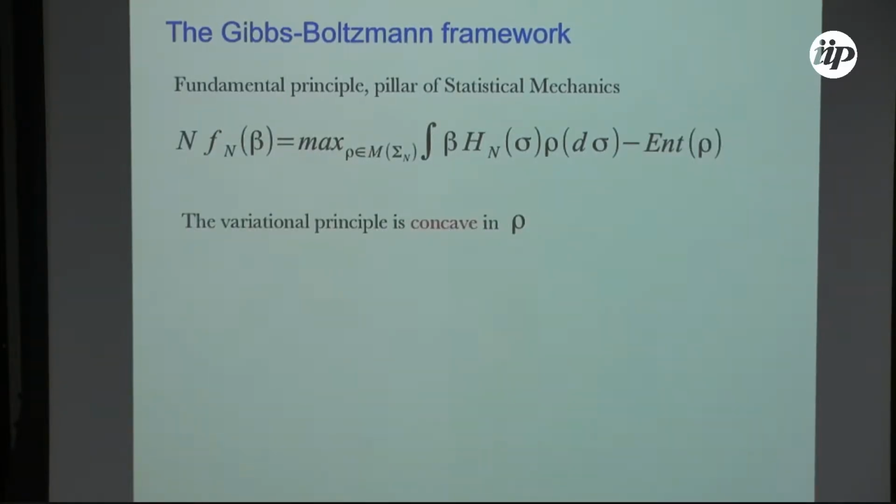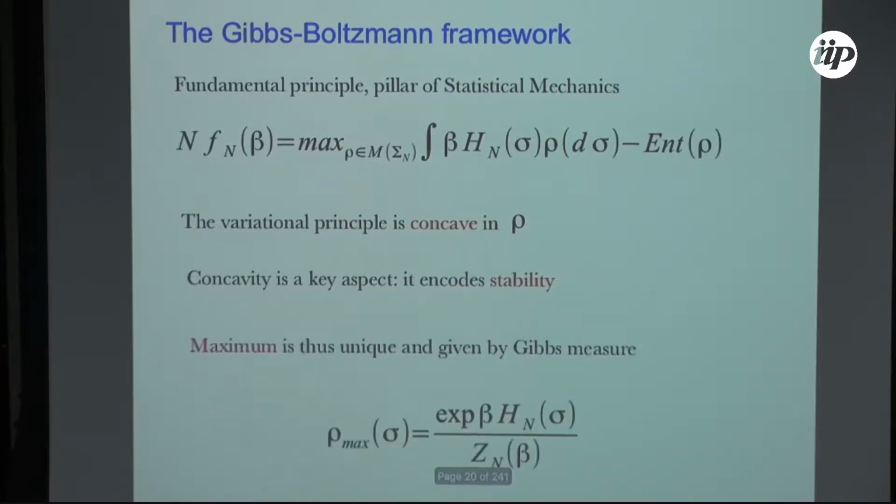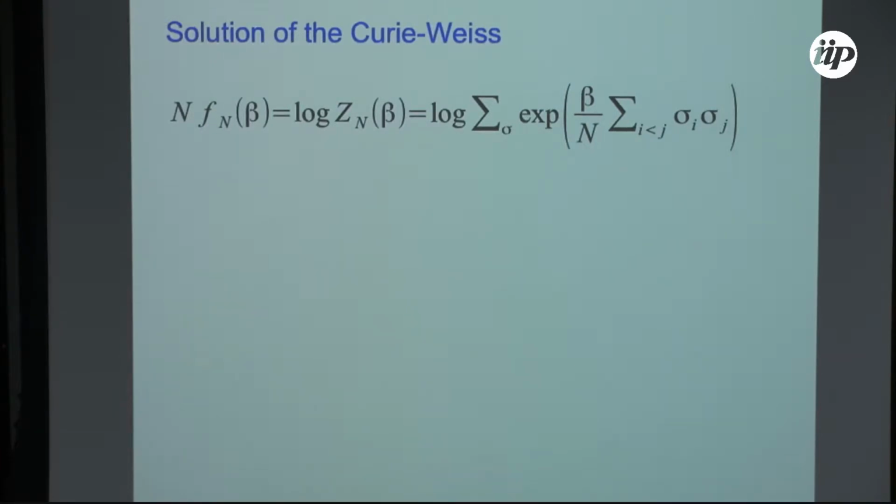Now, in my setting, this variational principle is concave in rho for finite volumes. And this is absolutely a key aspect. It encodes the stability, at least in finite volumes, of the system. And there is a unique maximum, which is given by the Gibbs measure. So one important thing to remember is this variational principle in the form of a maximum and a concavity principle.